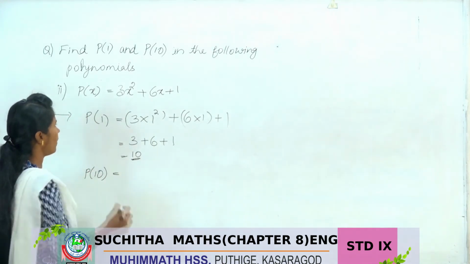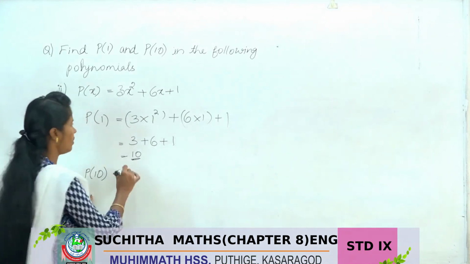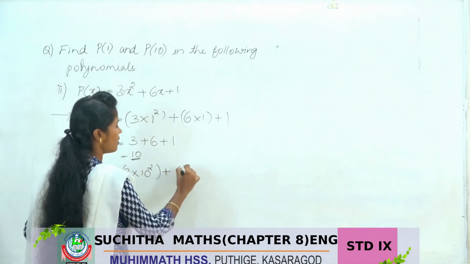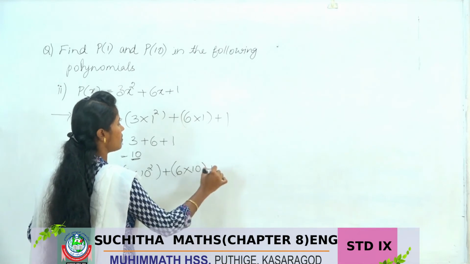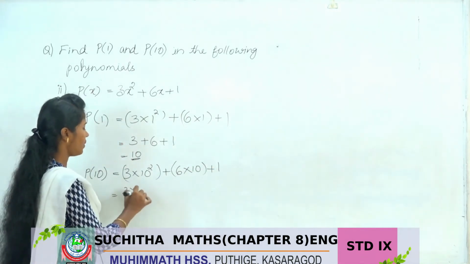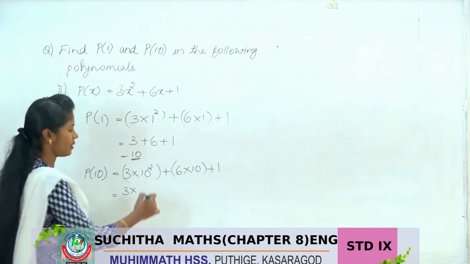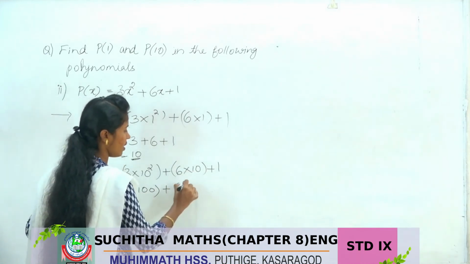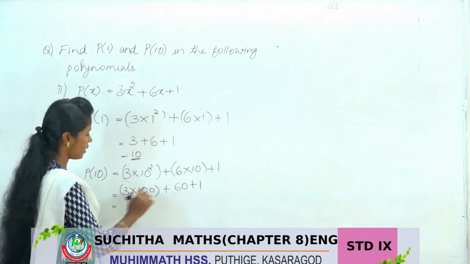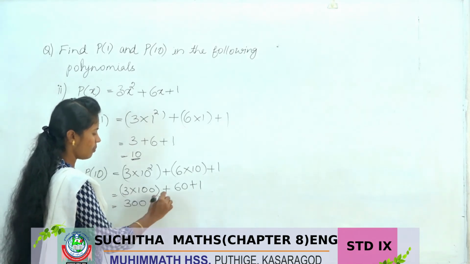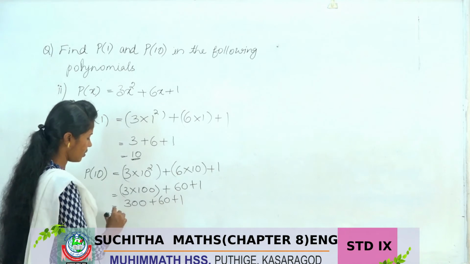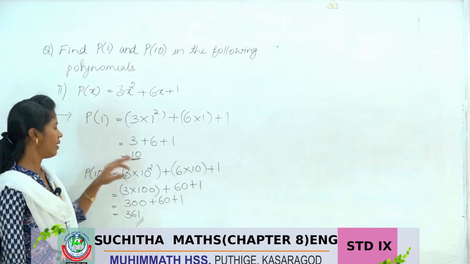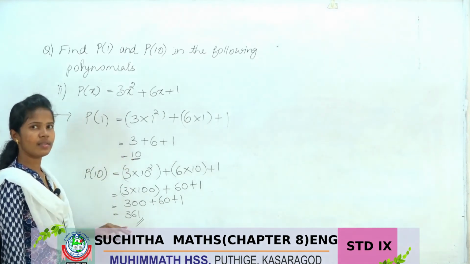So here the value of x is 10. So 3 into 10 square plus 6 into 10 plus 1. That is 3 into 10 square. 10 square is 100. 10 into 10. 100 plus 6 into 10 is 60 plus 1. That is 3 into 100 is 300. 300 plus 60 plus 1 equal to 361. Here the value of P of 1 is 10. Then value of P of 10 is 361. Understood?